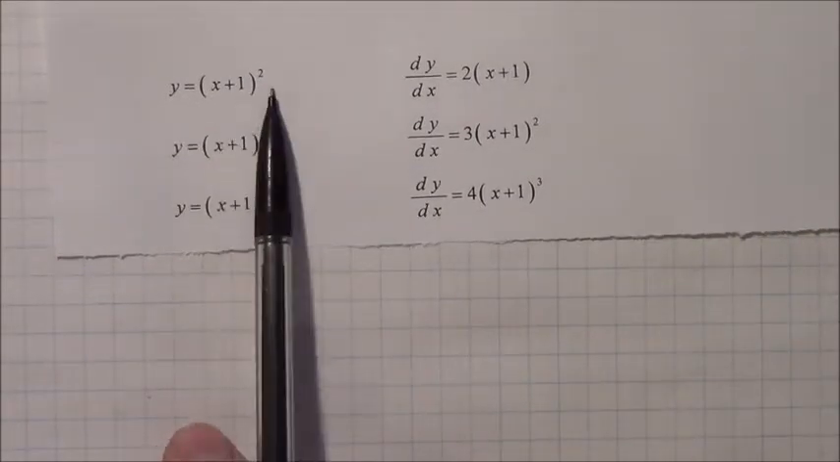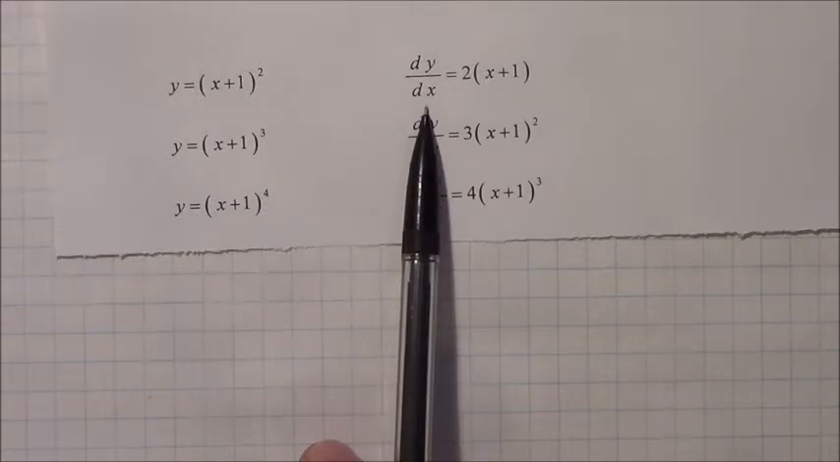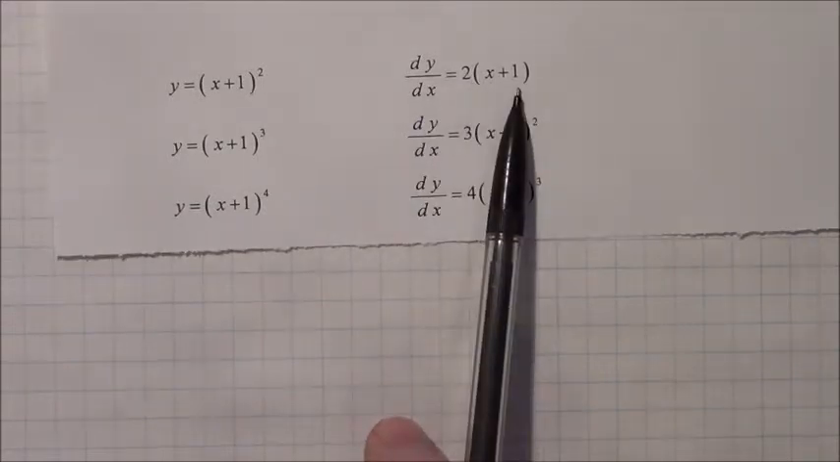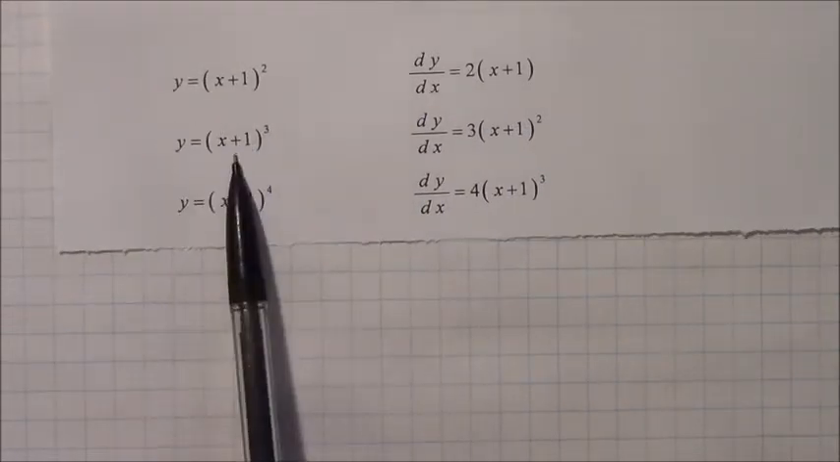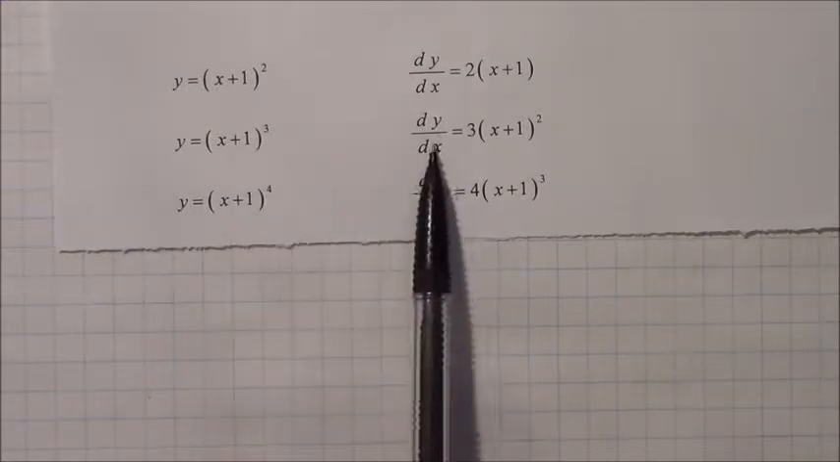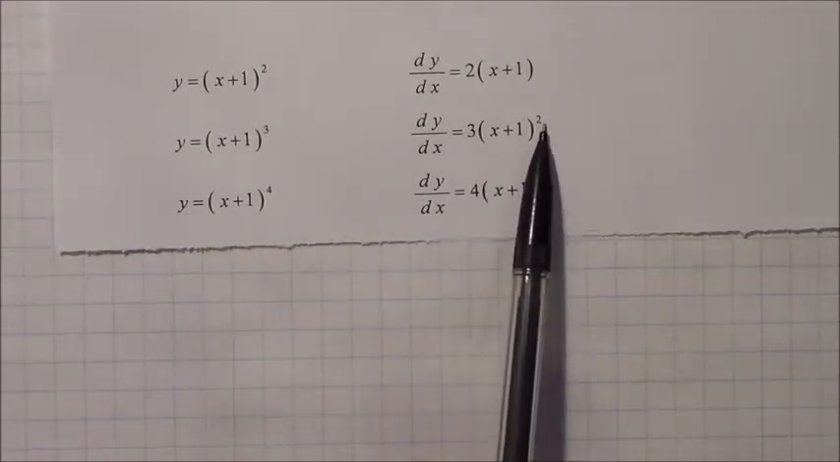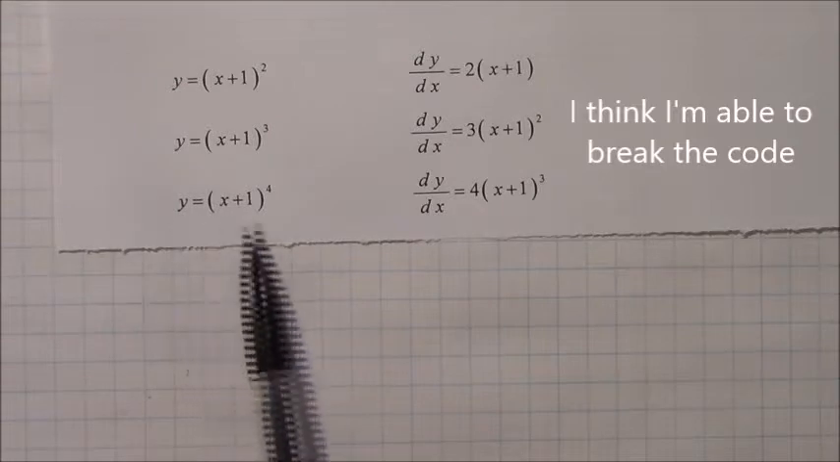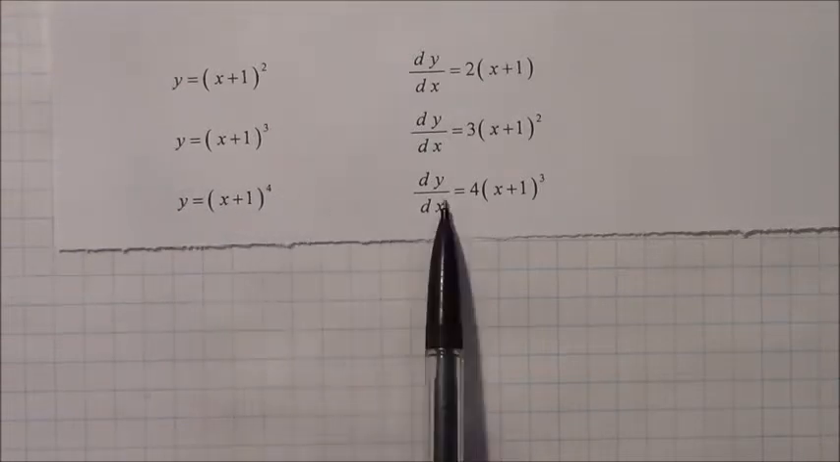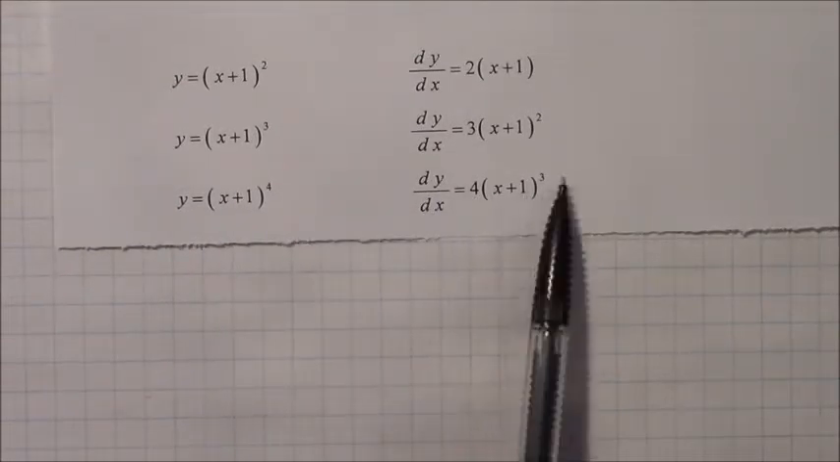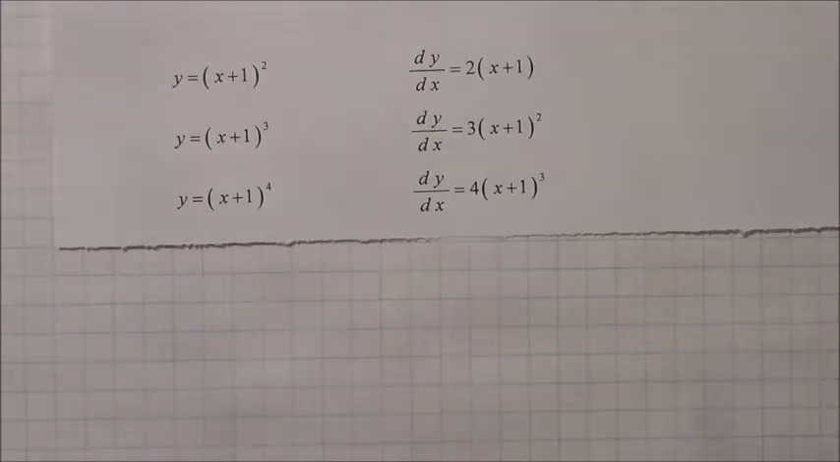y is (x+1) all squared. dy/dx is 2(x+1). The function y is (x+1) all cubed, dy/dx is 3(x+1) all squared. And y is (x+1) all to the power 4, dy/dx is 4(x+1) all cubed.